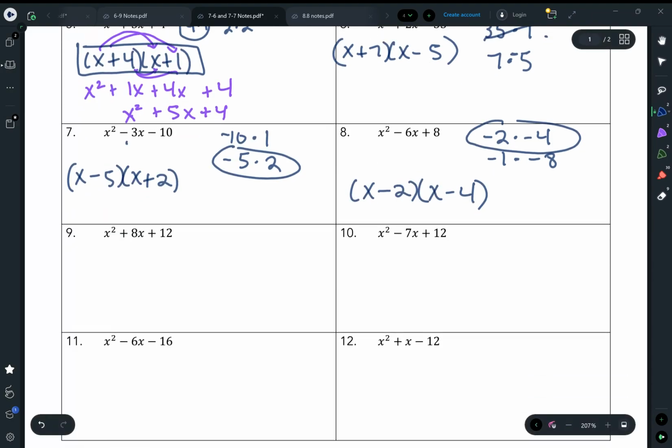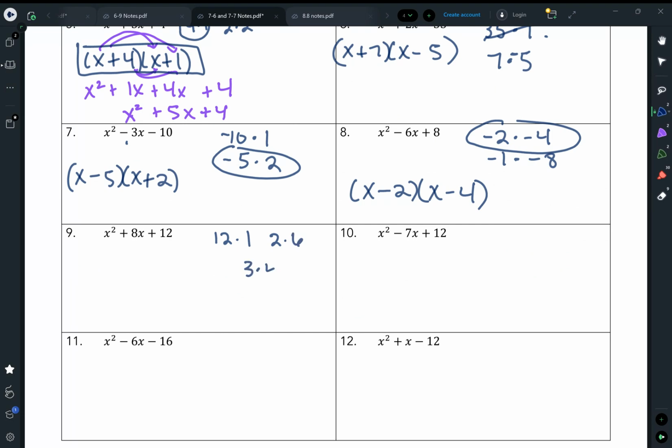In the next row, multiplies to make 12, adds to make 8. So 12 could be 12 and 1. It could be 2 and 6. It could be 3 and 4. So 2 and 6 is the one that adds to make a positive 8. So we would make this x plus 2 times x plus 6.